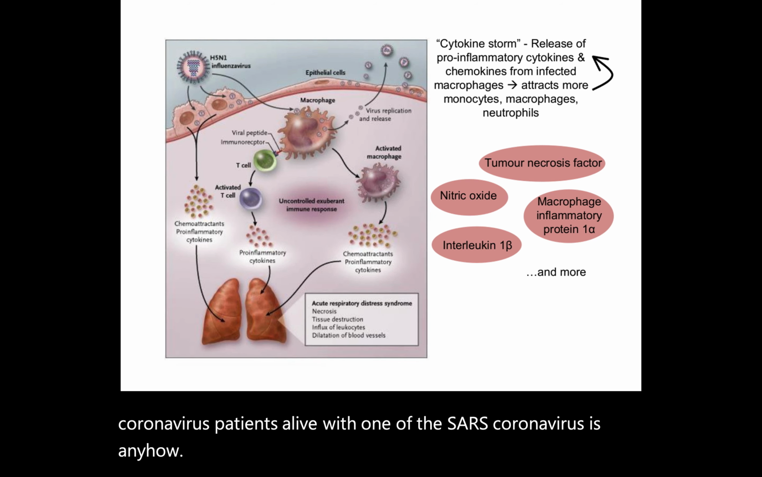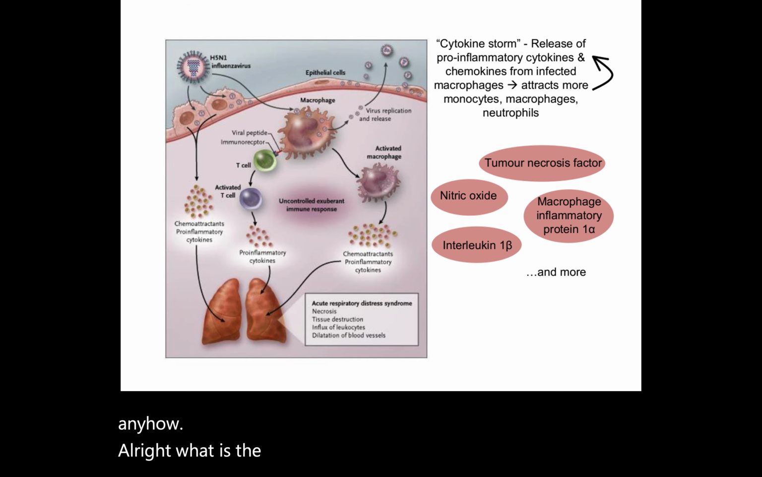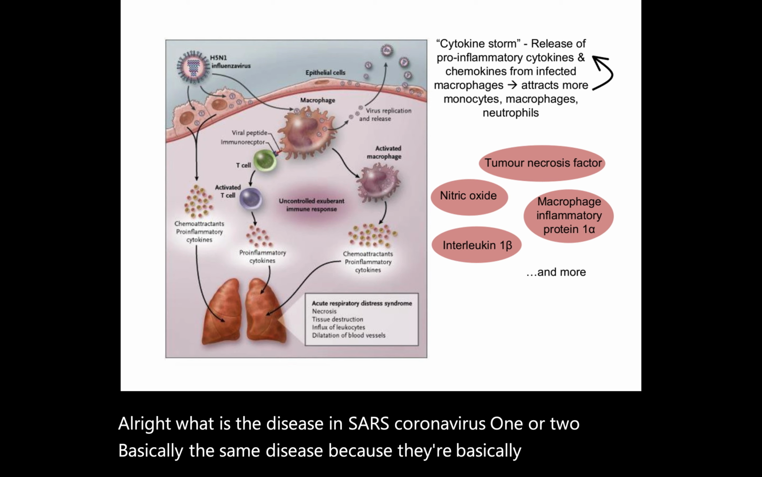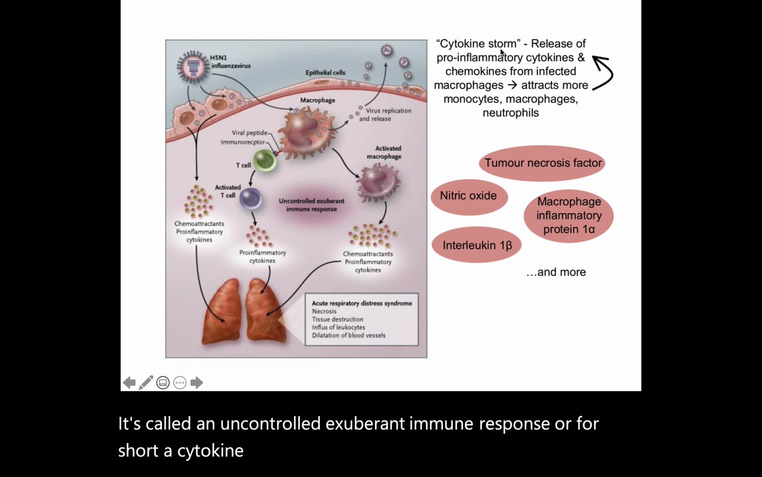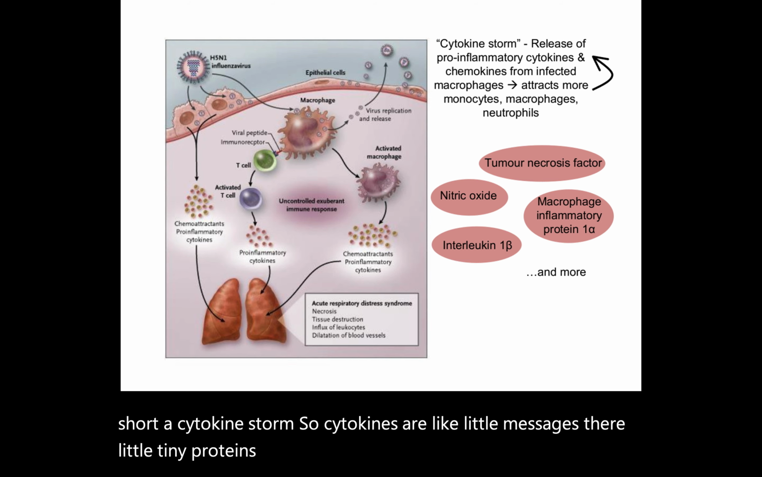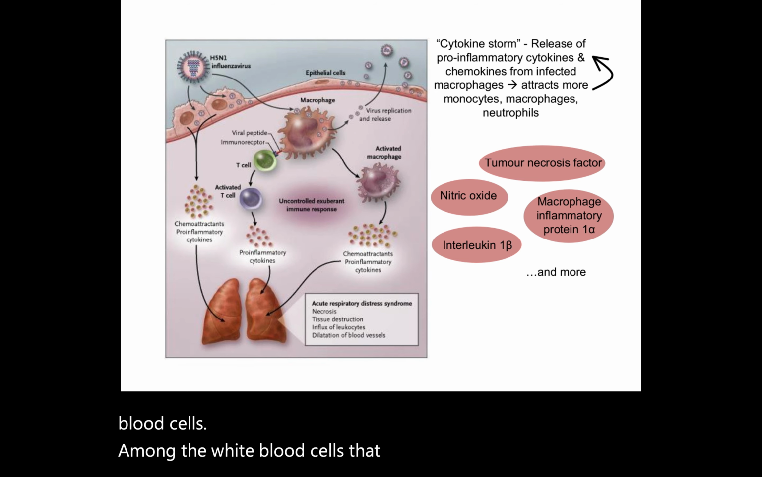All right, what is the disease in SARS coronavirus 1 or 2? It's basically the same disease because they're basically the same virus. It's called an uncontrolled exuberant immune response, or for short, a cytokine storm. So cytokines are like little messages. They're little tiny proteins that can be released by different white blood cells. Among the white blood cells that can both release and respond to cytokines are macrophages.